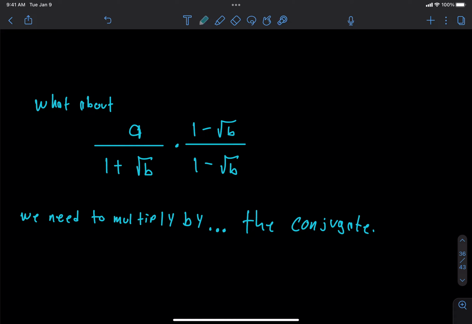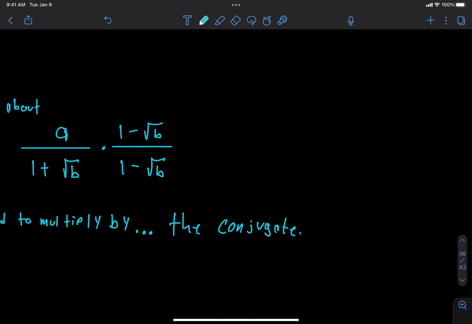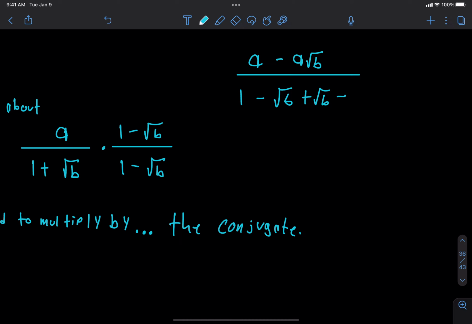Okay, so what's special about conjugate pairs is that the top is going to become a minus a root b, no problem. What's going to happen on the bottom is we're going to FOIL. And the cool thing about when we FOIL something with a plus and with a minus is that the middle terms are going to cancel. So we're going to get 1 for the F. For the O, we get minus square root b. For the I, we get plus square root b. And then for the L, we get minus the square root of b squared.